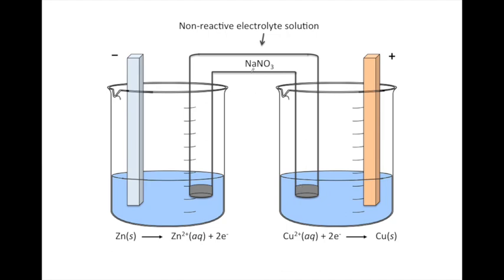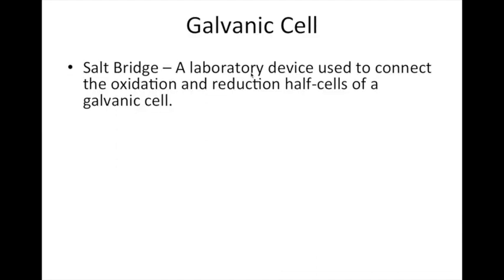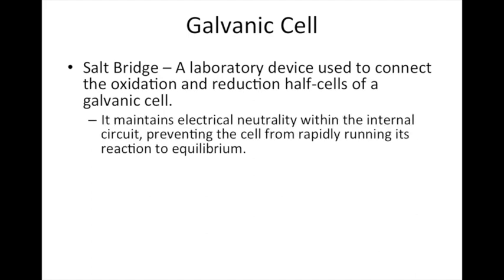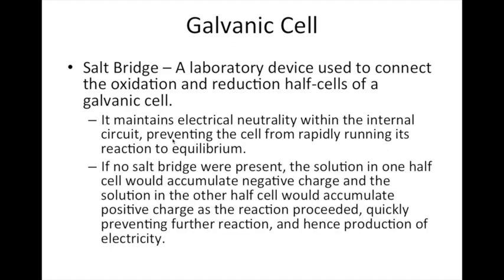Well, what's the purpose of the salt bridge? A salt bridge is a device that connects the oxidation and the reduction half cells, and it maintains electrical neutrality within our galvanic cell. Think about it. As the electrons flow, we're going to have a buildup of negative charge on one side and a buildup of positive charge on the other side. So the salt bridge is going to maintain electrical neutrality.